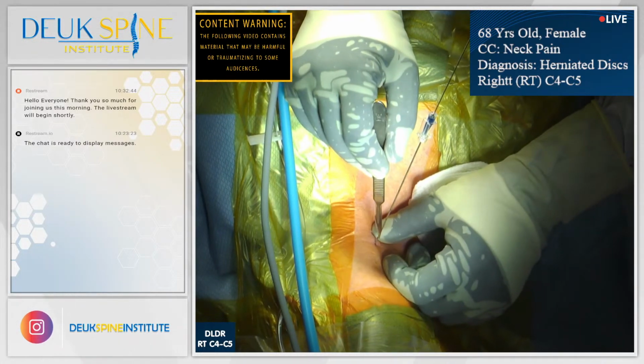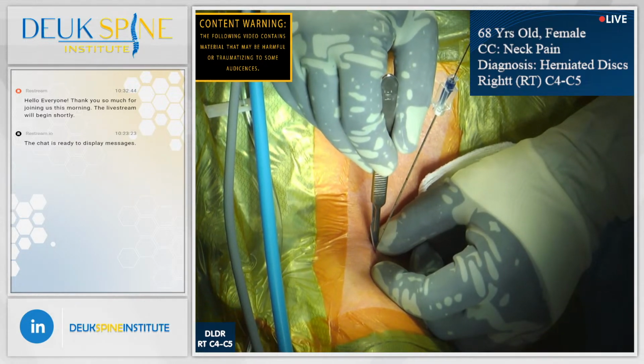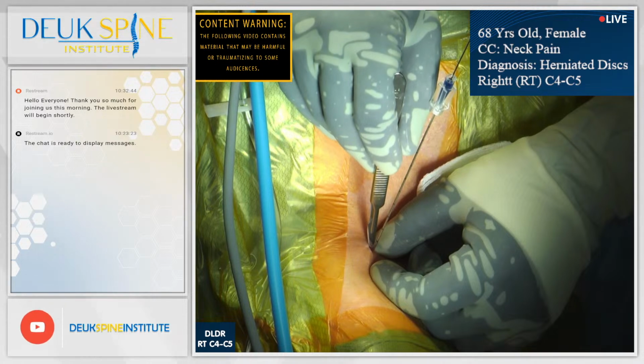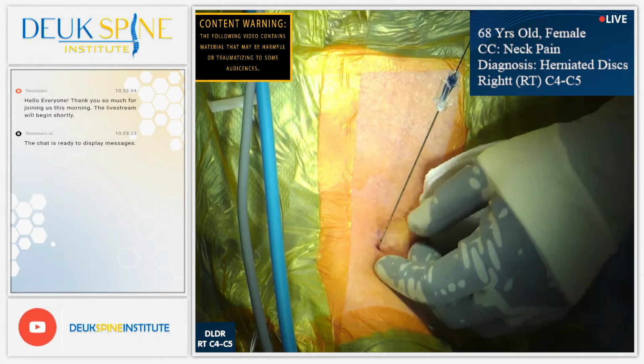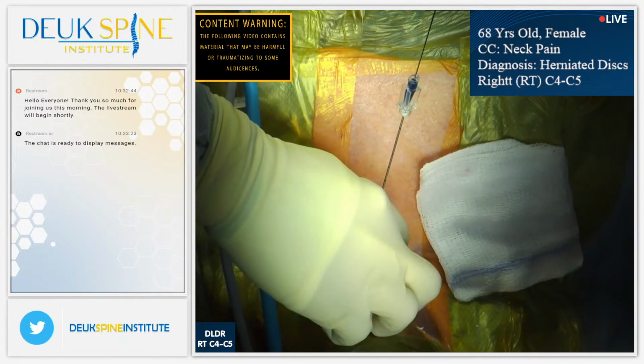We have 4 surgeries today. 2 are cervical and 2 are lumbar. 2 patients with herniated discs in the neck and 2 with herniated discs in the back. One of our patients traveled all the way from Vietnam. He's been watching our surgeries for 4 years.